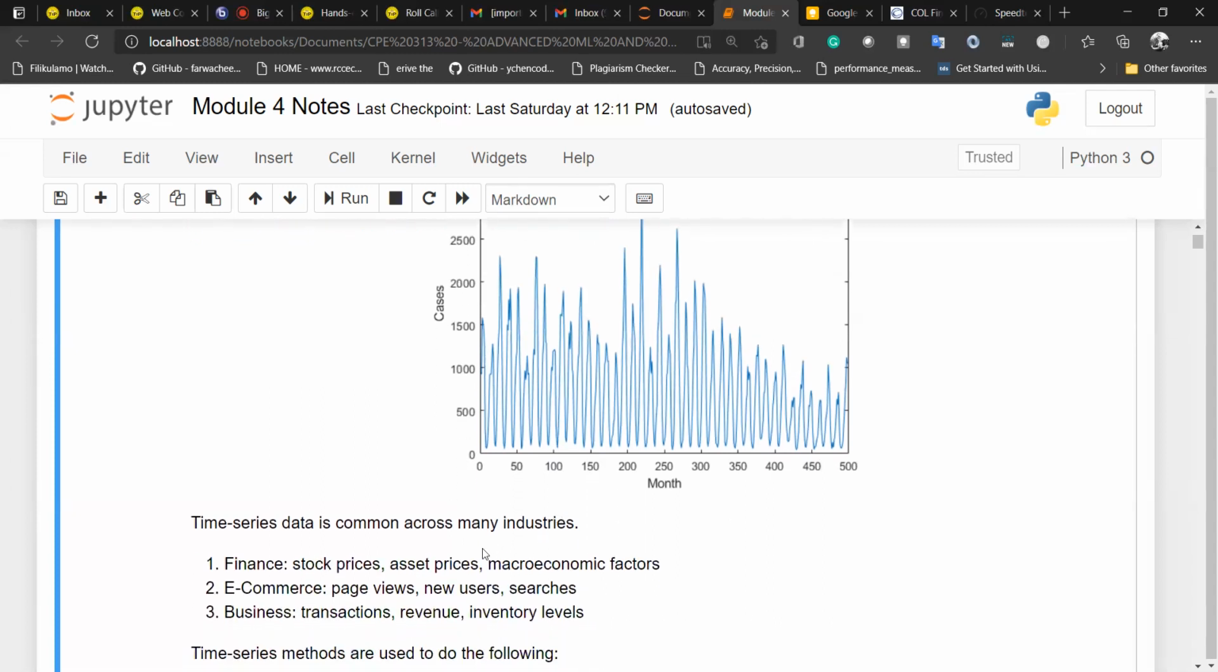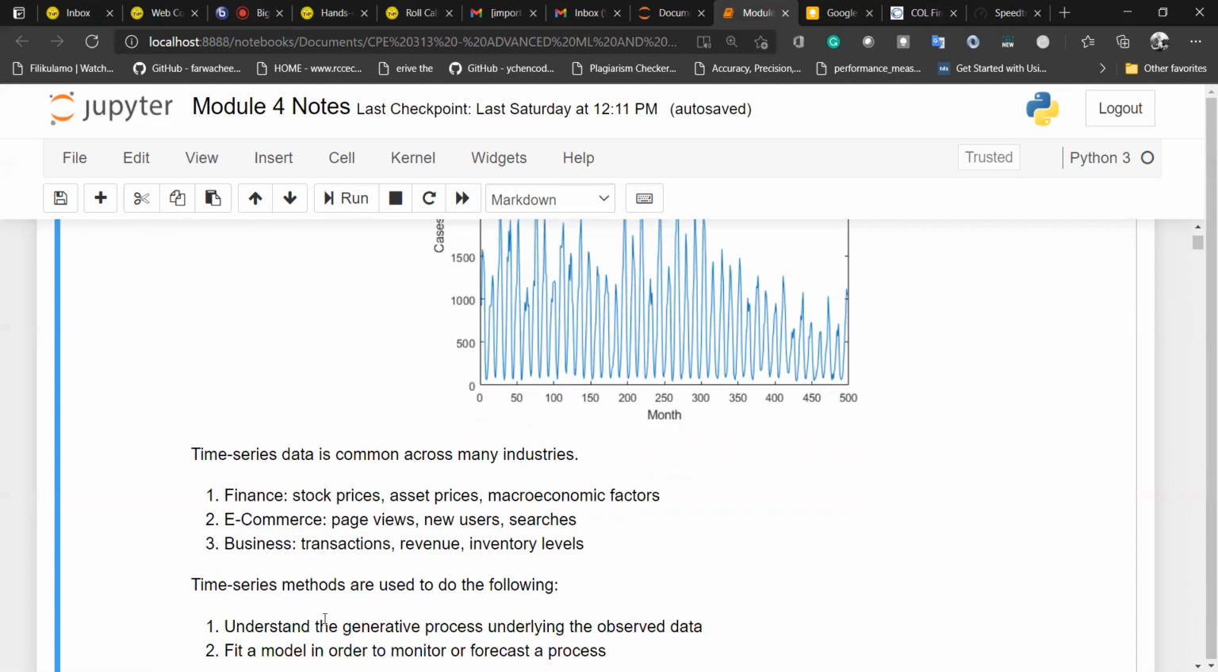Now, time series data is common across many industries. For example, you can see time series in finance, such as stock prices. You can also see asset prices and macroeconomic factors. Also in e-commerce, you can see page views, the number of users, and how many searches. Those are the things that are organized as time series data. And as well in businesses, we can see a lot of time series in terms of transactions, revenue, inventory levels, and so on.